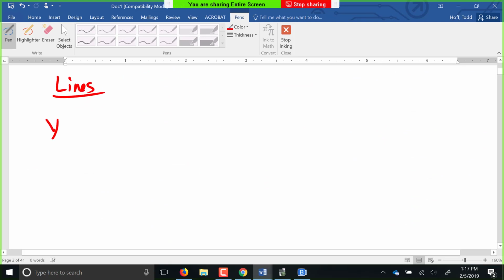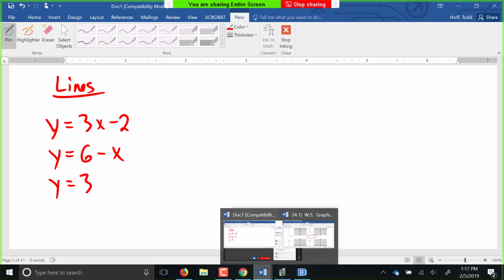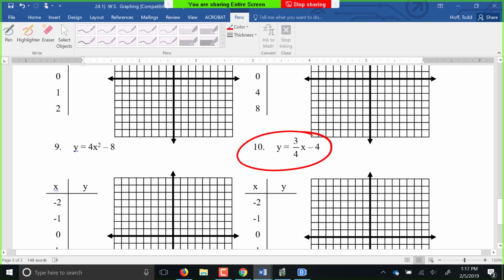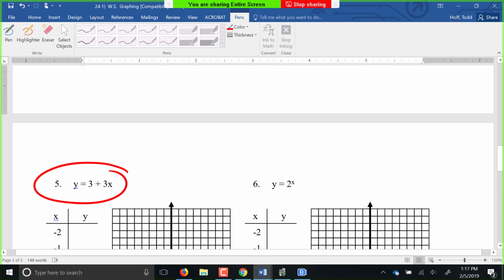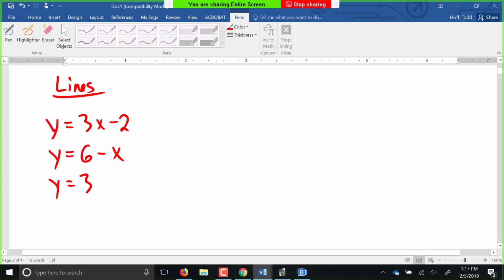So the ones that were lines, we had y equals 3x minus 2. We had y equals 6 minus x. Y equals 3 minus 3x. Let me double check that one. 3 plus 3x. Sorry. Y equals 3 plus 3x. And y equals 3/4 x minus 4. Those all formed lines.